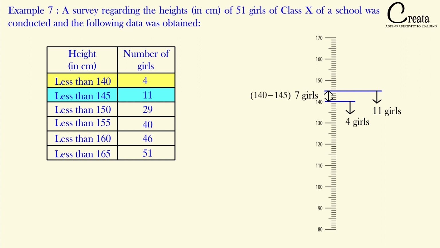Got it? If we talk about 145, there will be a total of 11 girls. If we talk about 140, we have a total of 4 girls. This type of interpretation of the data you should know.